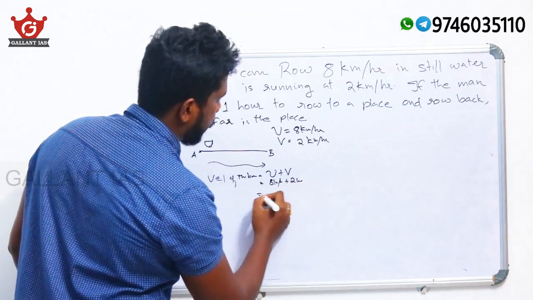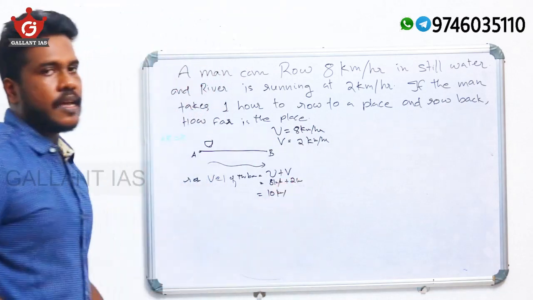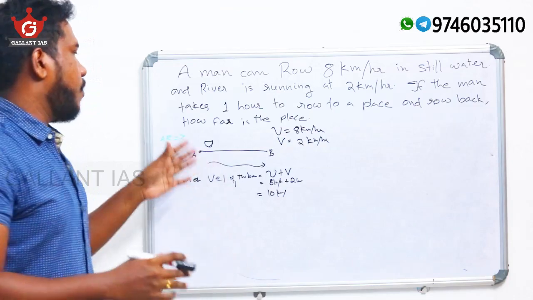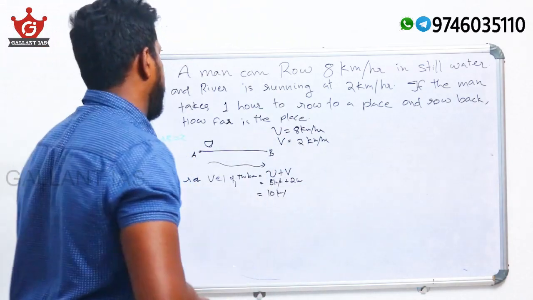2 km per hour. So total time will be what? 8 plus 2, that is 10 km per hour. So 10 km per hour is the resultant velocity of the boat when the boat is moving from A to B, that is the downstream condition.